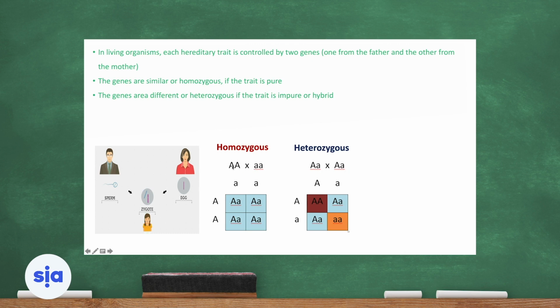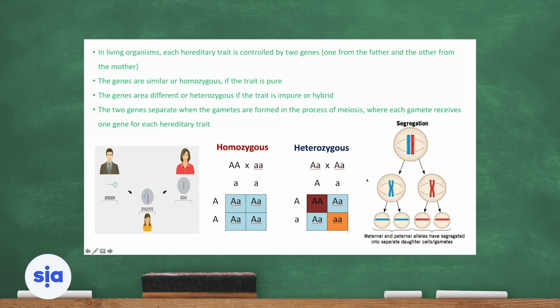If the letter is capital, this means that the trait is dominant. And if the letter is small, the trait is recessive. The two genes separate when the gametes are formed in the process of meiosis, where each gamete receives one gene for each hereditary trait. Let's see together.